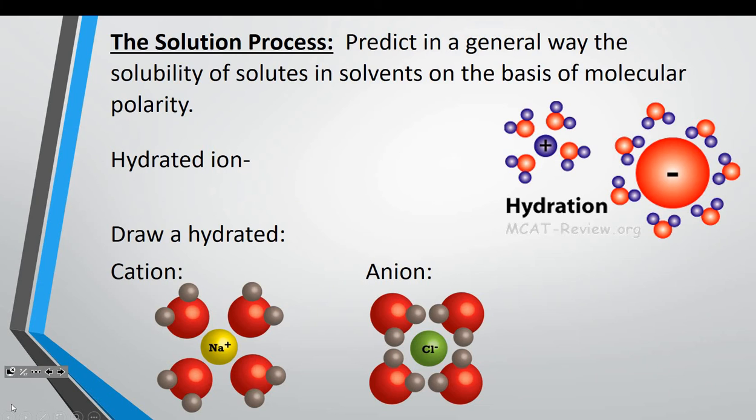This is actually part of the MCAT. So if you learn this, then you learn something that is going to be on the MCAT. A hydrated ion can be an anion or a cation, but it's just how water is arranged around it or surrounding it. Okay? And it's all based on polarity.